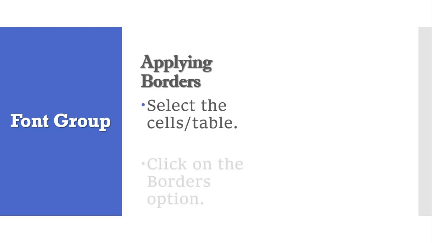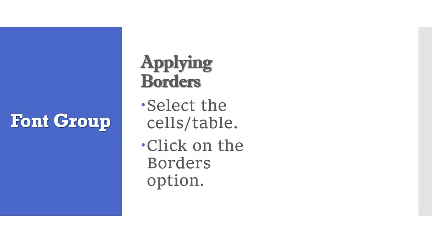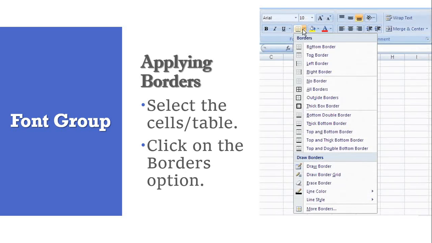Next, applying borders. You can add borders to a cell or range of cells by using borders option in the font group on the home tab. To apply borders, first you need to select the range of cells or table and then click on borders option in the font group on the home tab. When you click on the borders option, a drop down menu appears. If you want to apply a bottom border, you need to select the bottom border from this drop down menu. Similarly, top, left and right borders you can apply to the cell or range of cells.